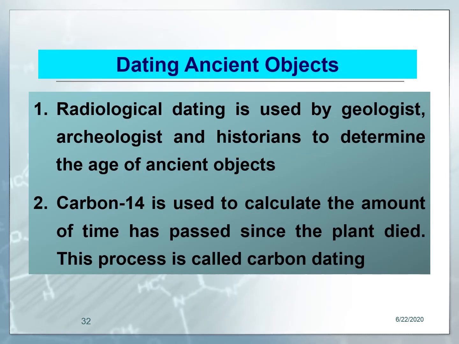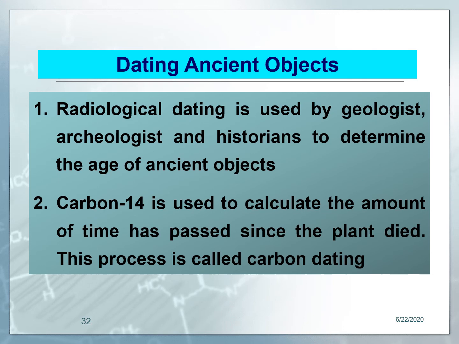Next, we will learn about the connection of radioactivity with ancient objects. Radiological dating is used by geologists, archaeologists, and historians to determine the age of ancient objects. The common radioisotope used for this purpose is carbon-14, which is used to calculate the amount of time that has passed since the plant died. This process is called carbon dating.